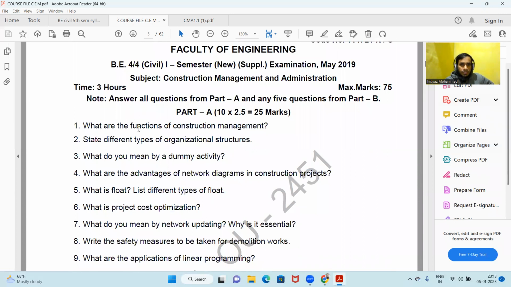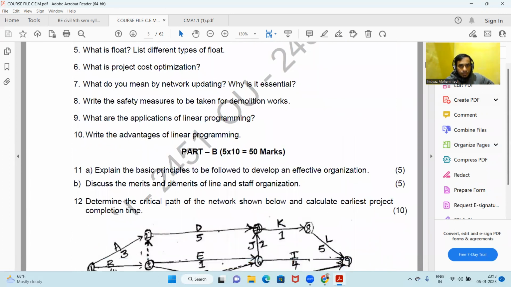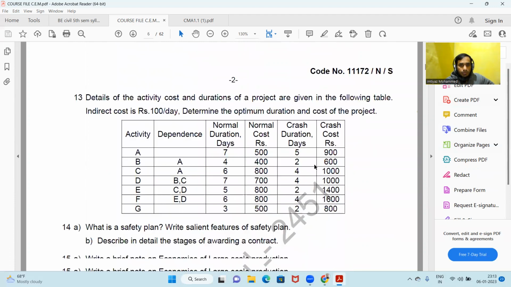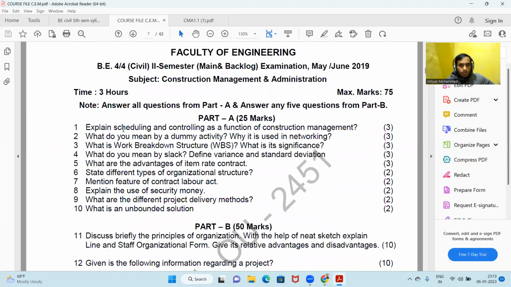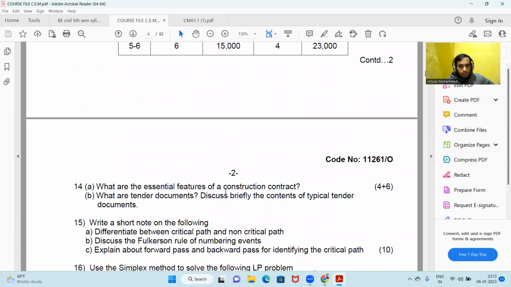Now let us see here. There is a question on functions of construction management. We have already discussed that. Then you have this question on merits and demerits of line and staff organization and principles to be followed to develop effective organization. This is also part of the old syllabus, not the current one. Then again, a question has been repeated about scheduling and controlling as a function of construction management. Again, principles of organization and line and staff organization. Unfortunately, this is also not part of the current syllabus.